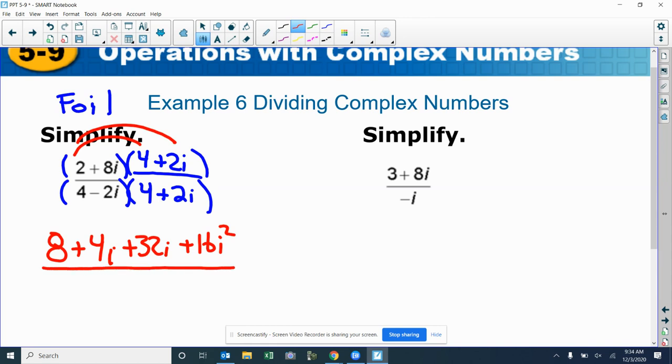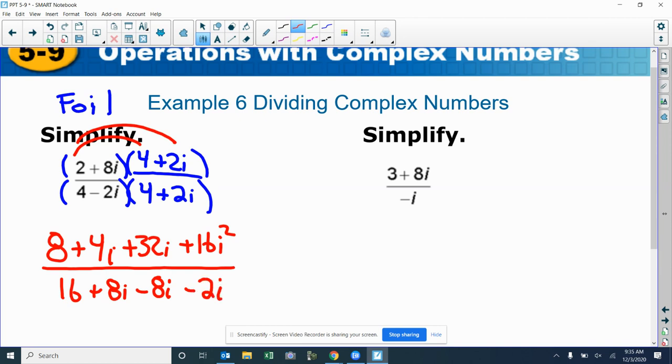Complex conjugate. What's good about that is we know we're going to end up with a whole number. It might not be positive, but it will be a whole number. 4 times 4, of course, is 16. That's going to be plus 8i. Then I'm going to get minus 8i. That's cool. Those are going to cancel. And then my final term is -2 times positive 2i.